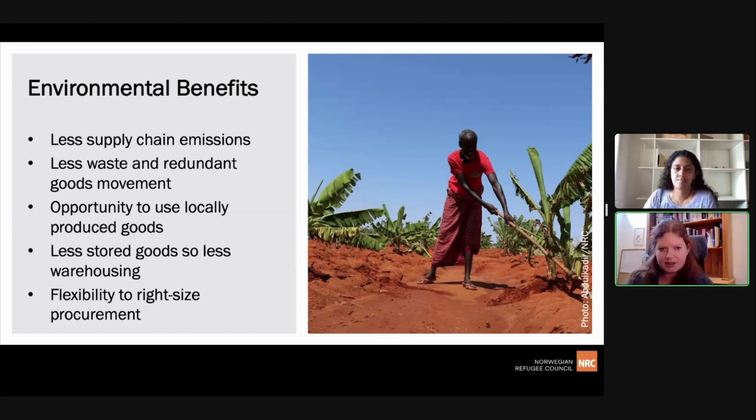The other big advantage is how we work with the market and the opportunities to work with local markets and develop more environmentally friendly approaches.